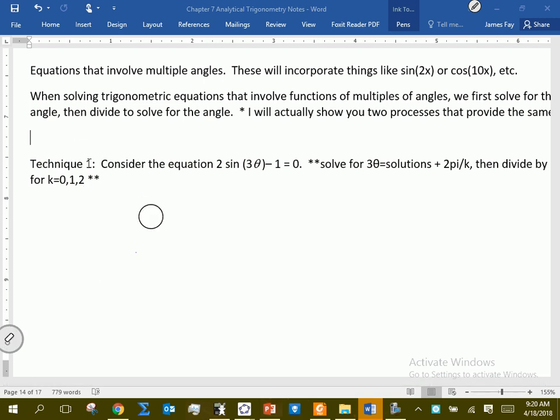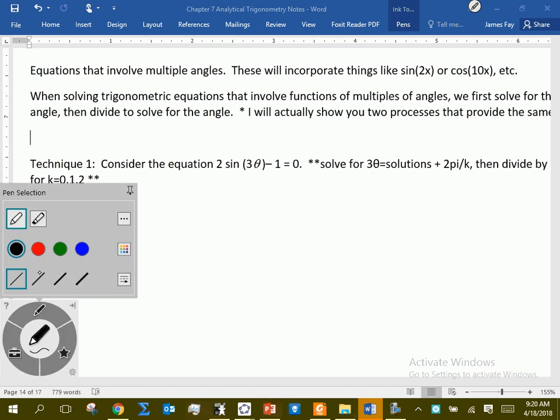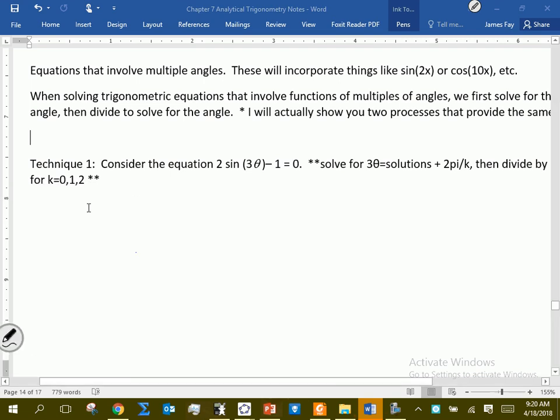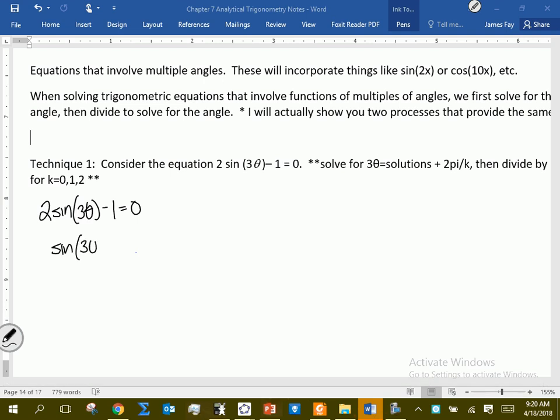All right, so let's just get into the technique, do some problems here, and I think you guys are going to be okay with this process. We have 2 sine of 3 theta minus 1 is equal to 0. So again, just like the other ones, regardless of what that 3 theta is, if it's 1 theta, 2 theta, 3 theta, 4 theta, you're going to try to isolate that trig ratio, that trig function. So I'm going to add 1 to both sides and divide by 2, correct? So I'd get sine of 3 theta is equal to 1/2.